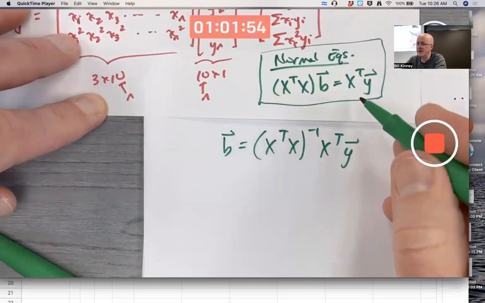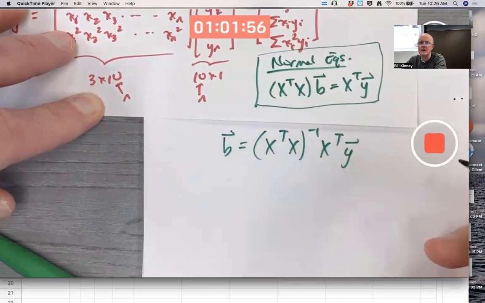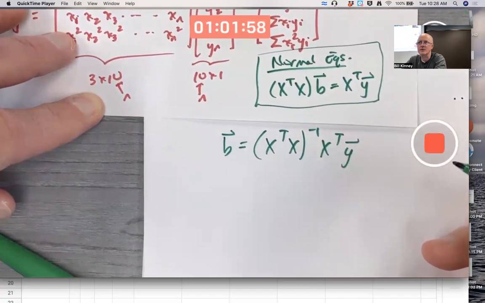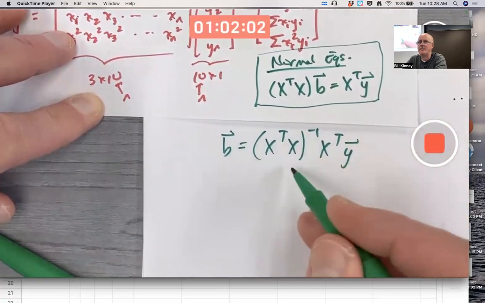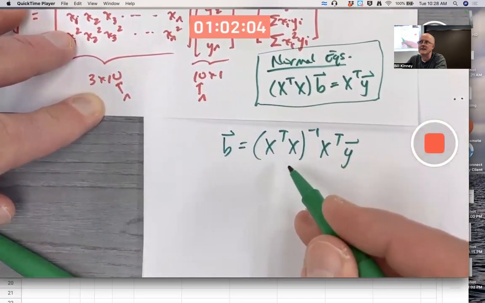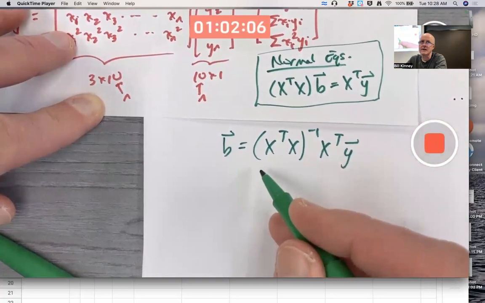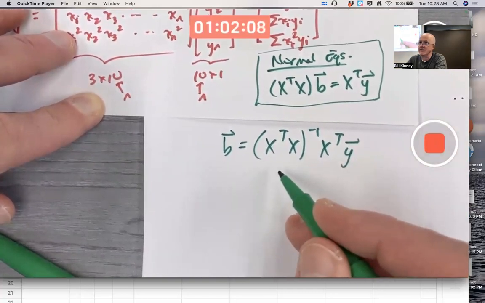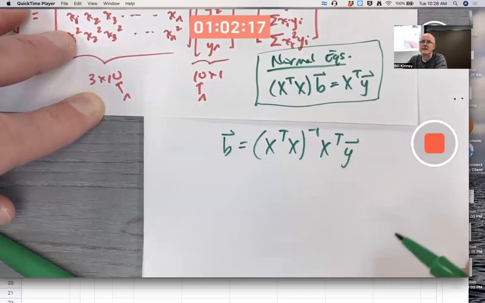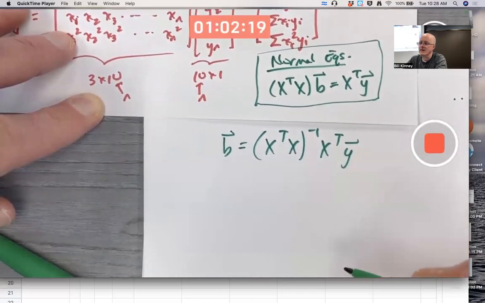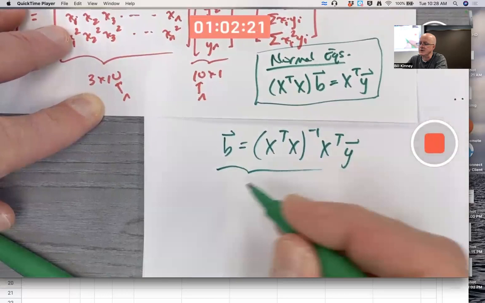To get from here to here, I just multiplied on the left by the inverse matrix of x transpose times x. And by the way, this inverse here cannot be expanded in terms of inverses of x and x transpose individually, because x and x transpose are not even square matrices. So they don't even have inverses. You've got to write it like this. There's your least squares solution.